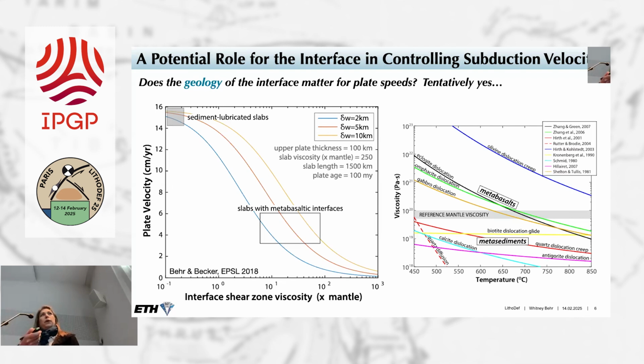By contrast, we found that the flow laws available for metabasites were all quite a bit stronger, several orders of magnitude stronger. And so we suggested that sediments, in this viscous sense, in terms of their low viscosity, can lubricate slabs and permit the maximum plate velocities, whereas slabs that are sediment starved, with metabasaltic interfaces, tend to be one to two orders of magnitude stronger and will decrease plate velocities.